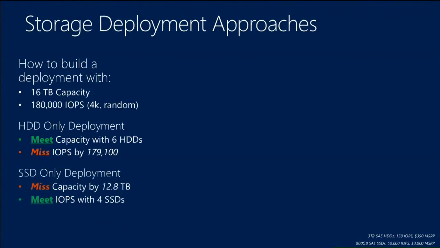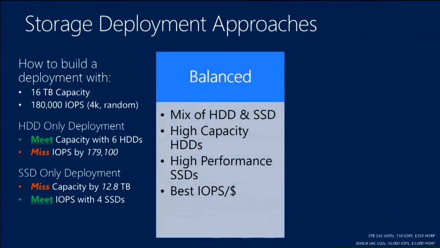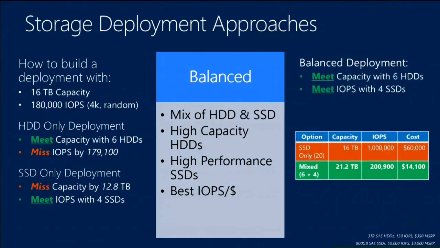Now, I could try the same thing with SSDs. I'd meet my IOPS goal very easily because SSDs are screaming fast. But I'd miss my capacity because I wouldn't be able to deploy the number of SSDs needed to meet that capacity given my reasonable budget. So again, we need a more balanced approach between these two. And by using those 6 hard drives and those 4 SSDs, putting that into a single intelligently managed pool, I can meet my goals. I can meet my deployment goals of 16 terabytes and 180,000 IOPS.